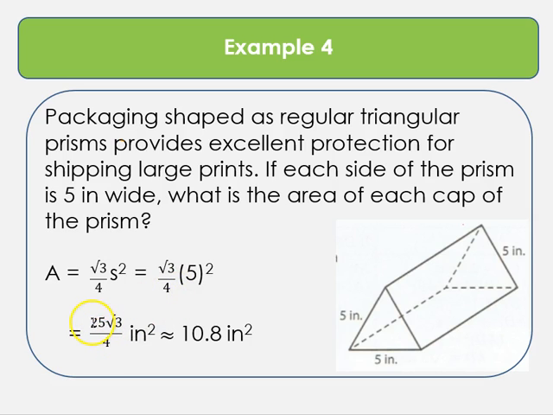So 5 squared is 25, and we've now moved the 25 over to the top of the numerator. It was actually there already, it was just over 1. So we have 25 square root of 3 over 4 inches squared, and you can use your calculator to approximate, and you'll end up with 10.8 inches squared.